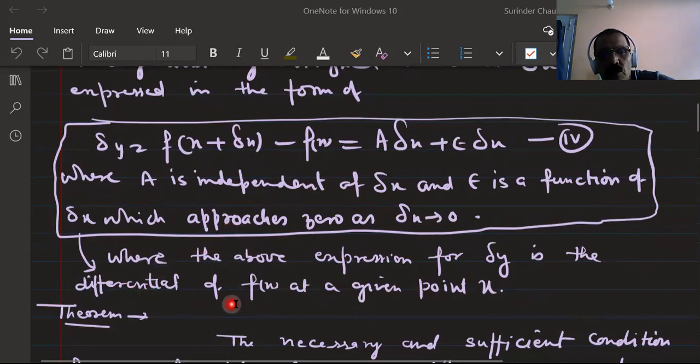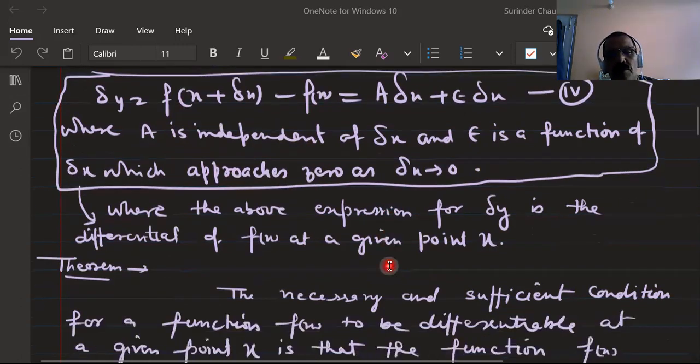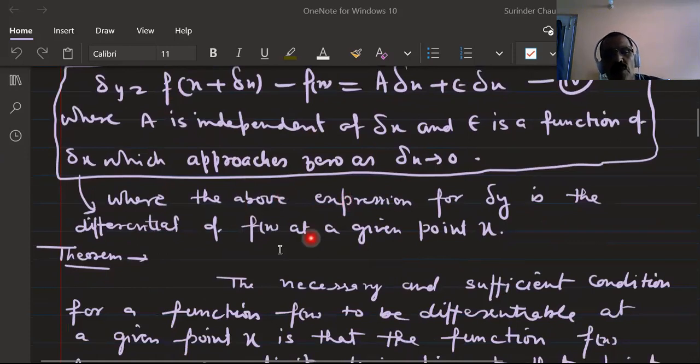The function f(x) is said to be differentiable at a point x of the domain of the function if in the neighborhood of that point this expression holds: f(x plus delta x) minus f(x) is equal to A into delta x plus epsilon into delta x, where A is independent of delta x, and epsilon tends to 0 as delta x approaches 0. This is the definition of the derivative. Now we'll prove the theorem based on this.